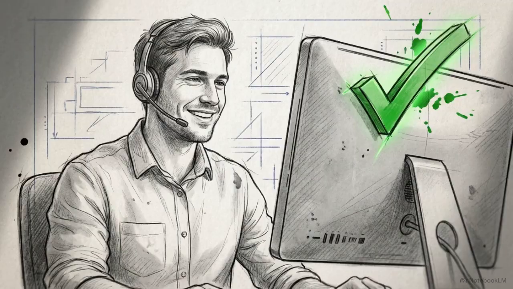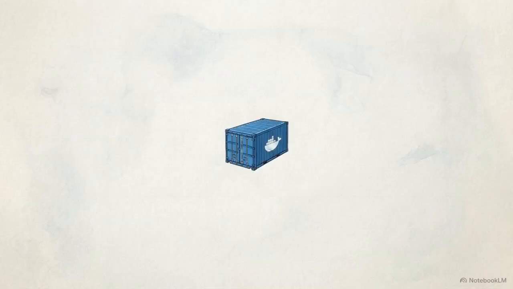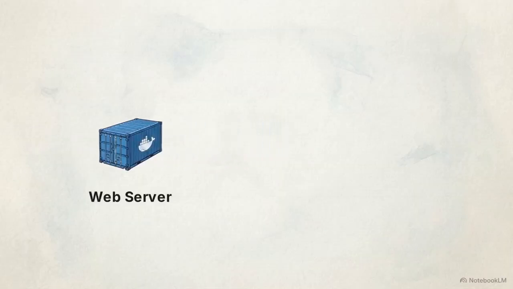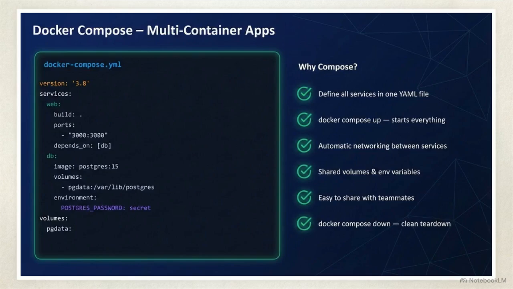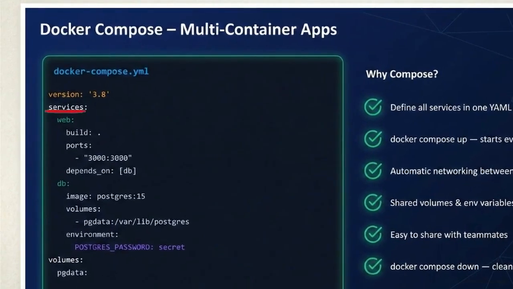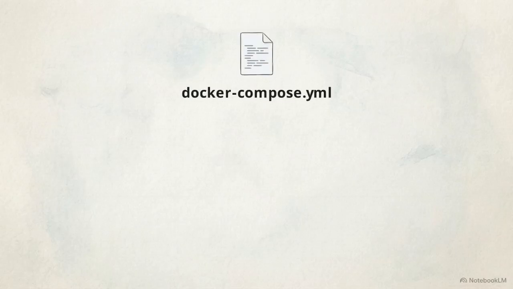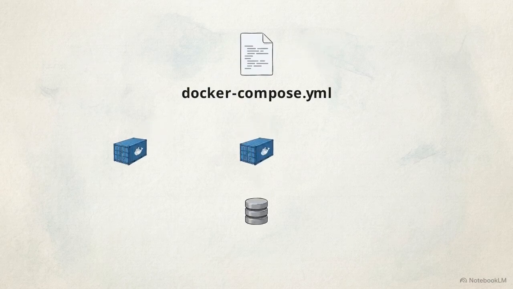Modern enterprise applications are rarely just a single container. They require web servers, background workers, and databases all operating in tandem. To orchestrate these multi-container systems, engineers use Docker Compose. Compose allows teams to define all interconnected services within a single YAML file. A single compose command automatically reads this file, handles the complex networking, maps the shared volumes, and boots the entire application stack in the correct dependency order.